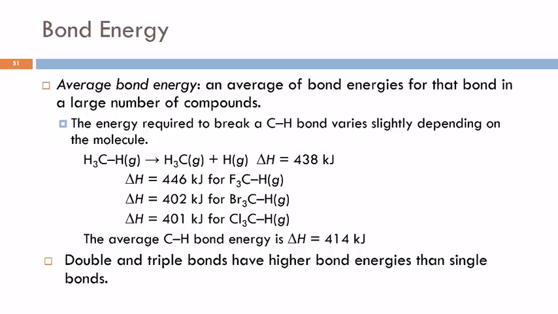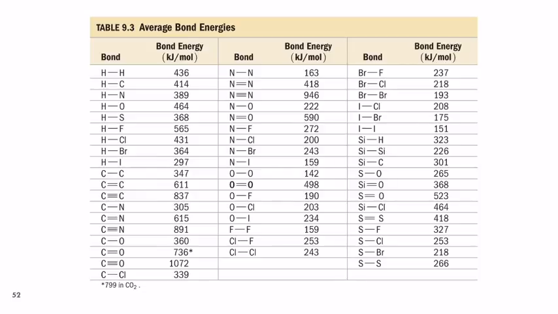It just makes sense. Here's some bond energies. Let's just look at these carbon bonds, carbon-carbon bond. So here's a single bond, 349 kilojoules per mole, a double bond, 611 kilojoules per mole, a triple bond, 837 kilojoules per mole. The fact that this is sharing 6 electrons means that the bond is much stronger than if it's only sharing 2 electrons.